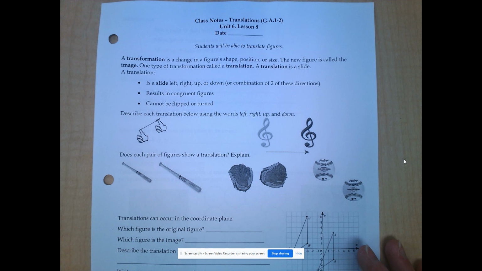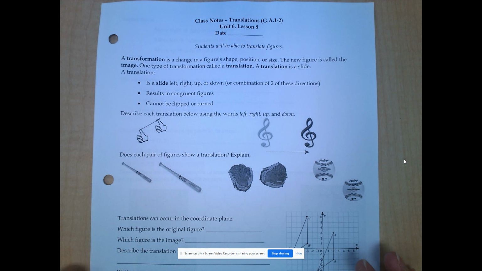The new figure is called the image. One type of transformation is called a translation. A translation is a slide. It can be up, right, down, left, any of those, or it can be a combination of those. It results in congruent figures. So when you translate something, it doesn't change size or shape, and it cannot be flipped or turned.